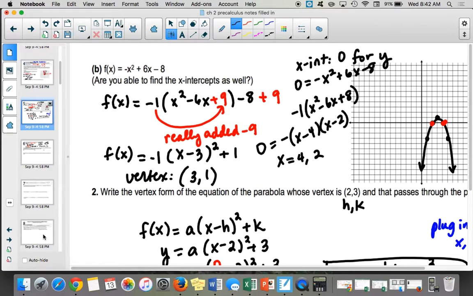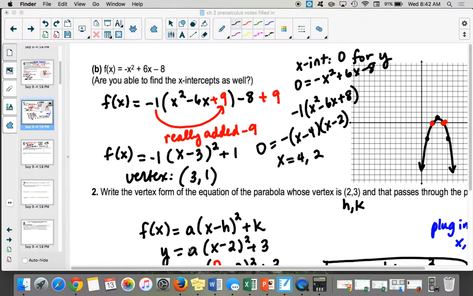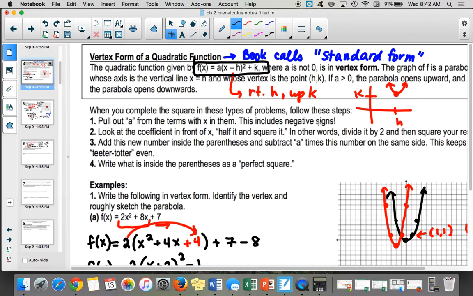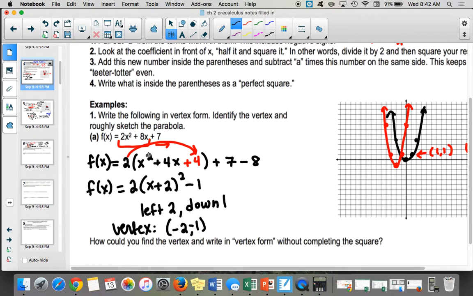Do you guys have problems where it says use the vertex? I could have sworn I edited that, but oh well. So let's say I wanted to do the first one. Let's say I wanted to get this one in vertex form, but I didn't want to complete the square, especially if I have fractions and stuff. Can you imagine if I have fractions?